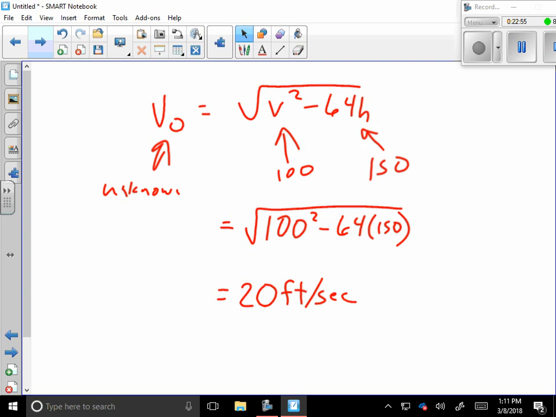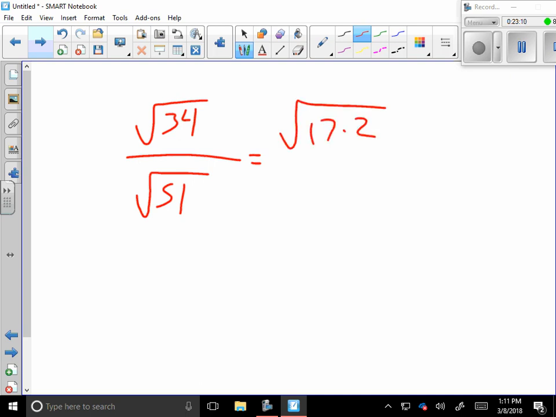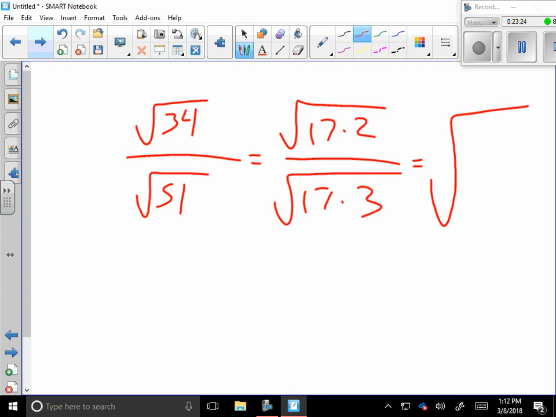Number 18, square root of 34 divided by square root of 51. Well, it's kind of tricky because it's not real obvious that both of these are divisible by 17. If each is under its own radical, then they can all be under the same radical, which would let the 17s reduce each other off. So we're basically left with square root of 2 over 3.